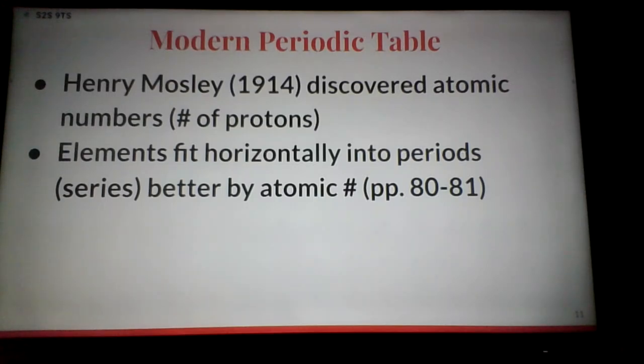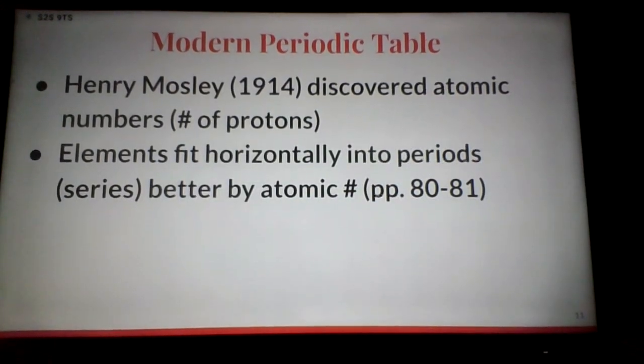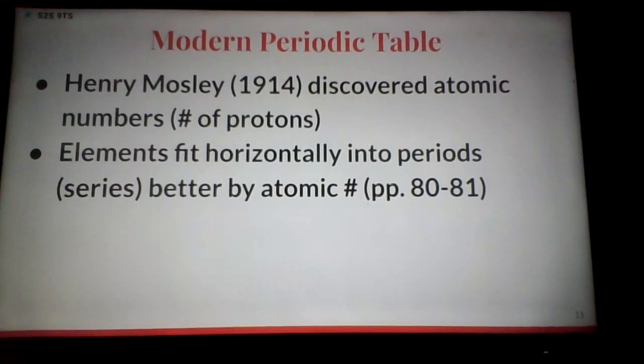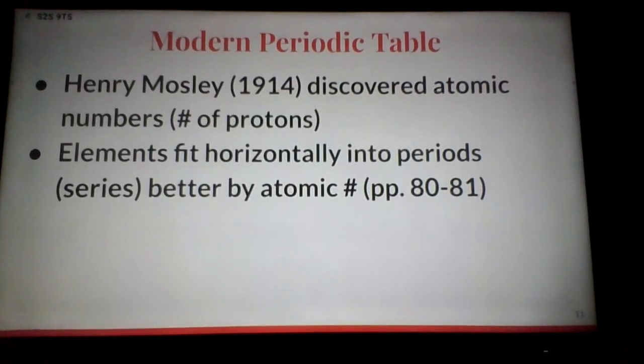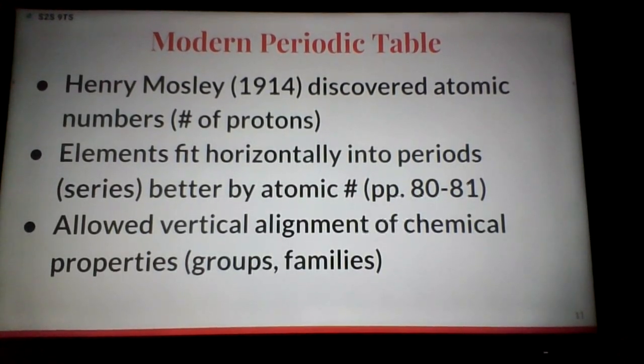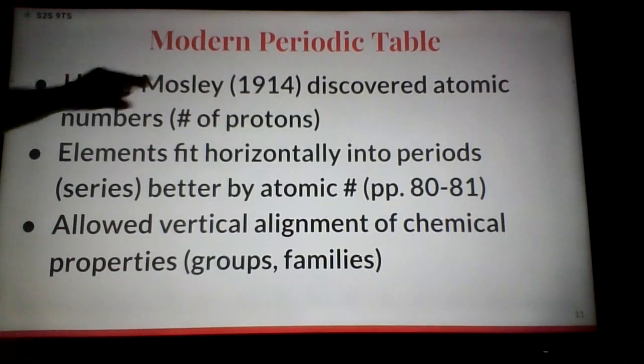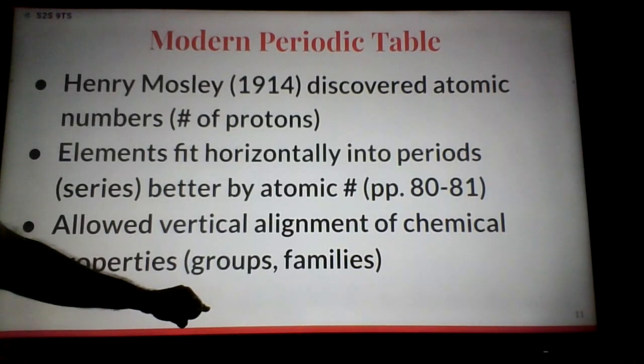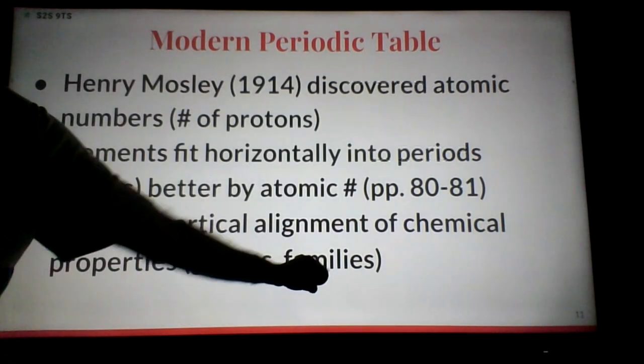A period is also called a series. That's a row that goes across the periodic table. You'll see a picture of the periodic table again in just a little while. These elements seem to fit better in this order instead of atomic mass. And it turned out that the elements also lined up vertically, even better, based on their chemical properties. The columns that go down the periodic table are called groups or families.